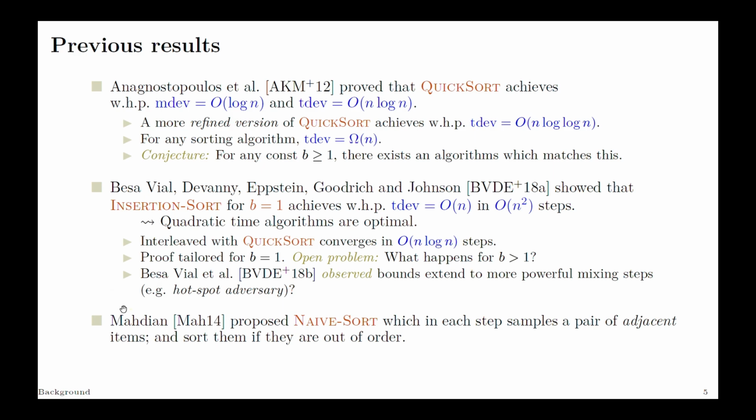Finally, Mathian proposed naive sort, which samples a pair of adjacent elements and sorts them if they're out of order. This is a very simple algorithm, which is also local and requires no memory, so it is advantageous in various aspects. And it was conjectured that this also achieves the optimal maximum deviation and total deviation.